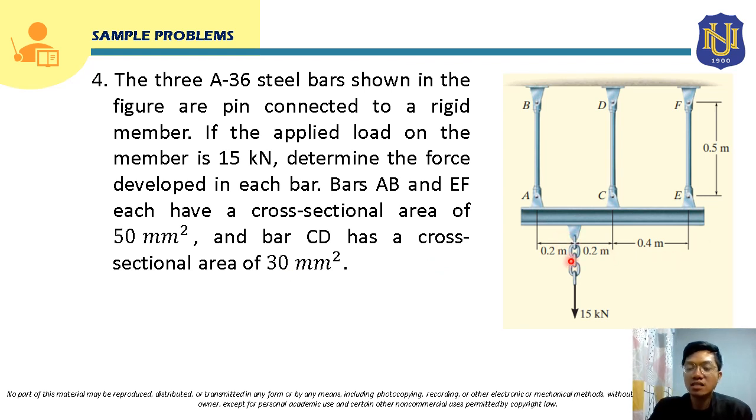So what will happen here, class, is that this load will cause these members to be stressed upon application of this load. So these bars, bar AB, bar CD, bar EF, will also have strains. They will experience deformations upon application of this 15 kilonewton force. So again, class, this member AE will not deform. The bars that will deform will be AB, CD, and EF, since this member is rigid. But it will also be displaced because of these bars that hold this member. So class, we are going to determine the force developed in each bar. So let's solve this problem.